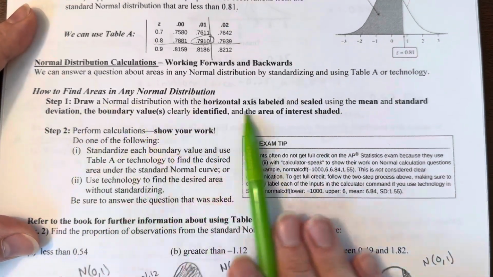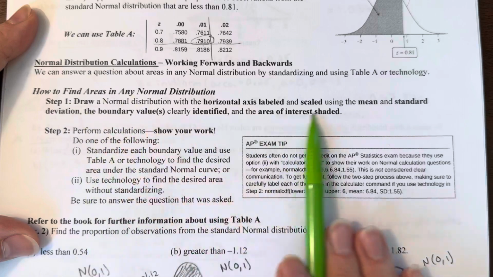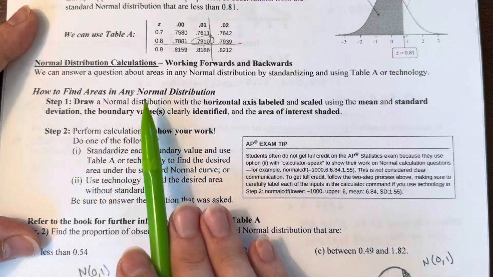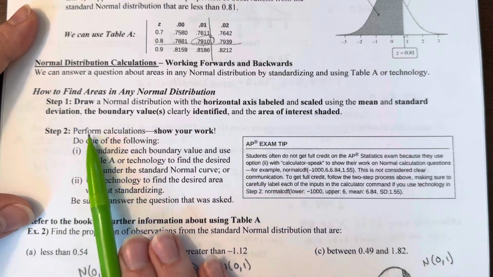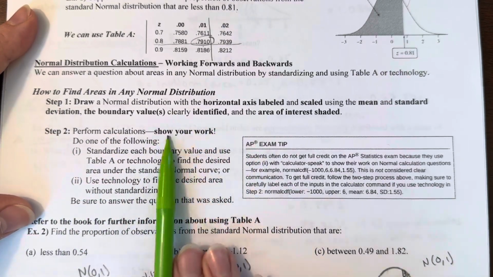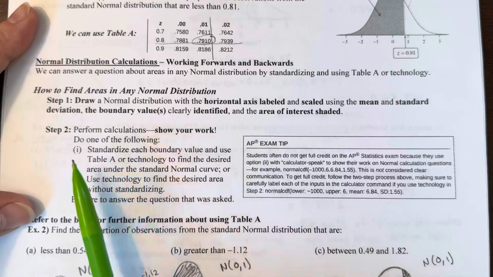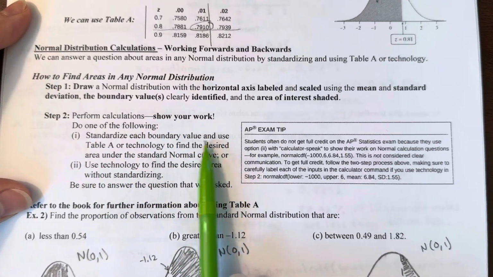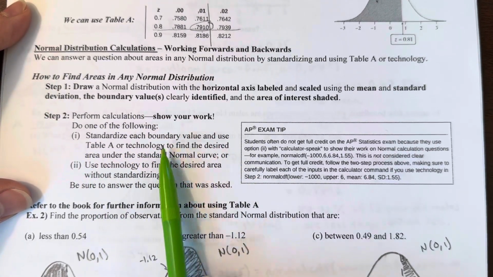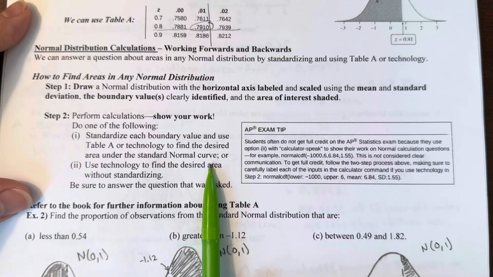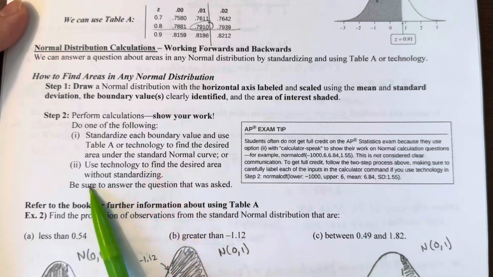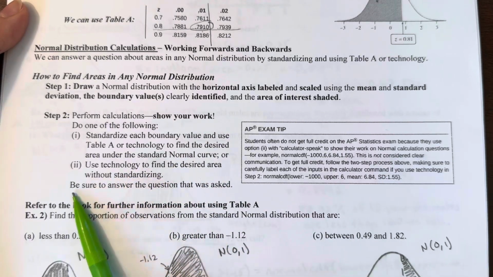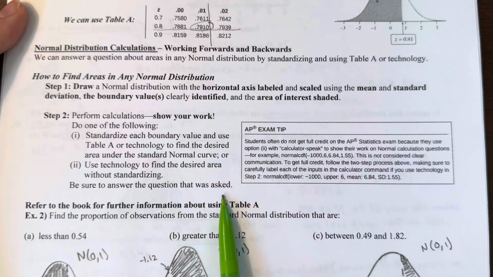All right, so you need to show this visually on every single problem where you need to find the area in a normal distribution. Now, step 2, perform your calculations and show your work. So you need to do one of the following. You either need to standardize each boundary value and use Table A or technology to find the desired area under the standard normal curve, or we need to use technology to find the desired area without standardizing. Now, you need to be sure to answer the question that was asked.